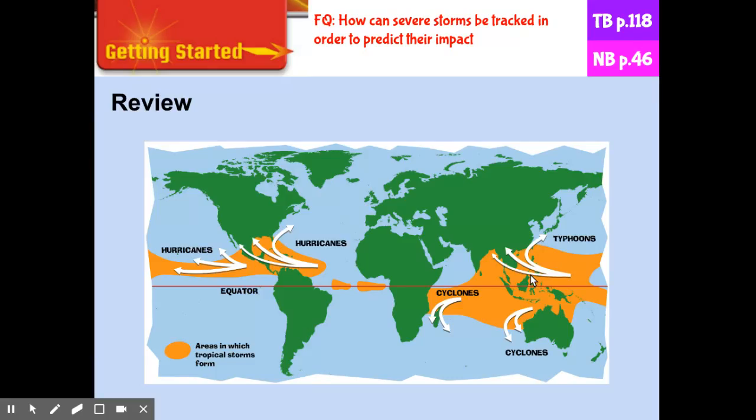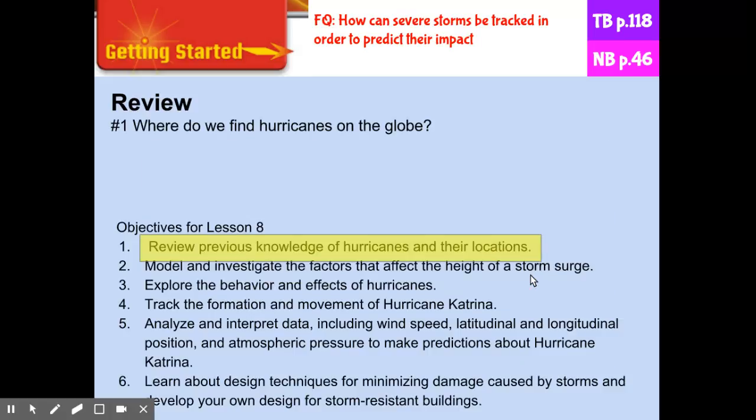Before we start, we want to review a few things, especially where hurricanes form. The orange areas that you see in front of you are the areas in which tropical storms form. You need hot, moist air along with very, very warm oceans, and that creates cyclones, typhoons, and hurricanes. Just reviewing where we find hurricanes on the globe.